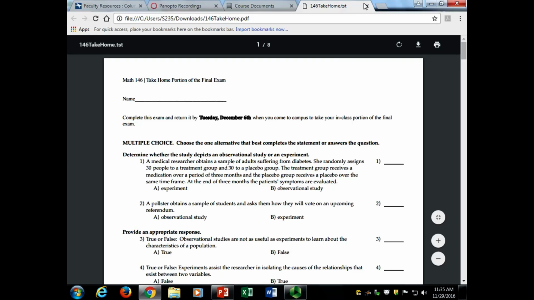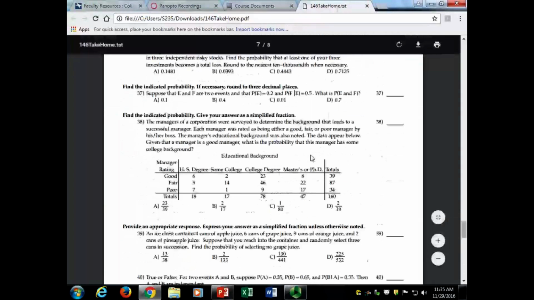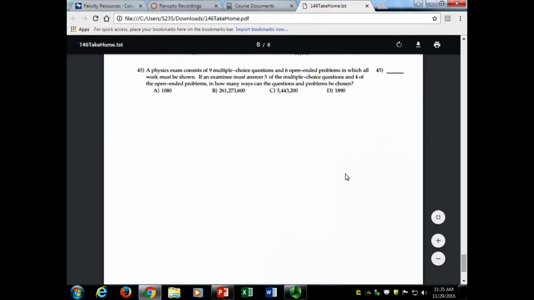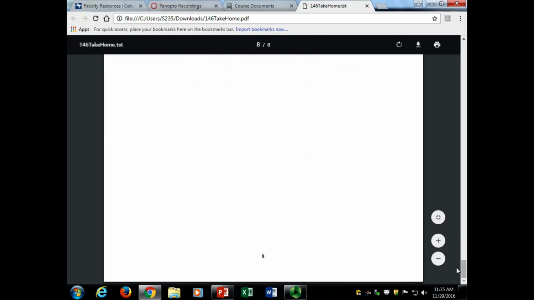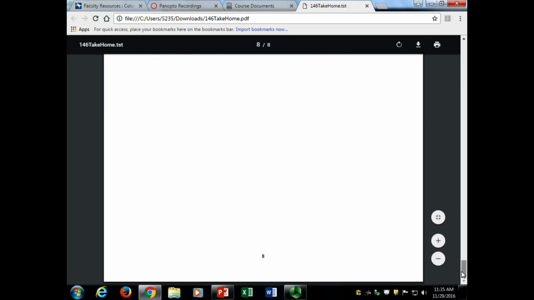Anyways, there it is. So take that home and do that. It's still a little long, but it's doable. How many questions? I think I got it down to 45. It doesn't cover the entire breadth of the course. It only goes up to probability and counting. So, the rest of the final is going to be everything else.